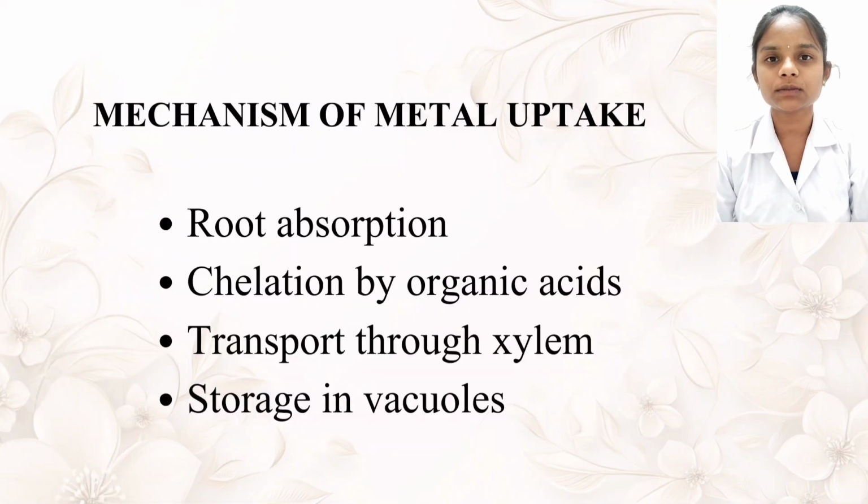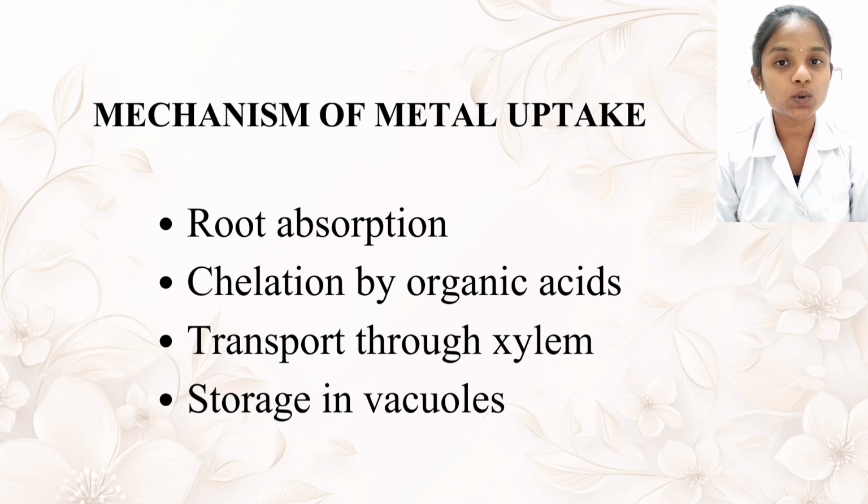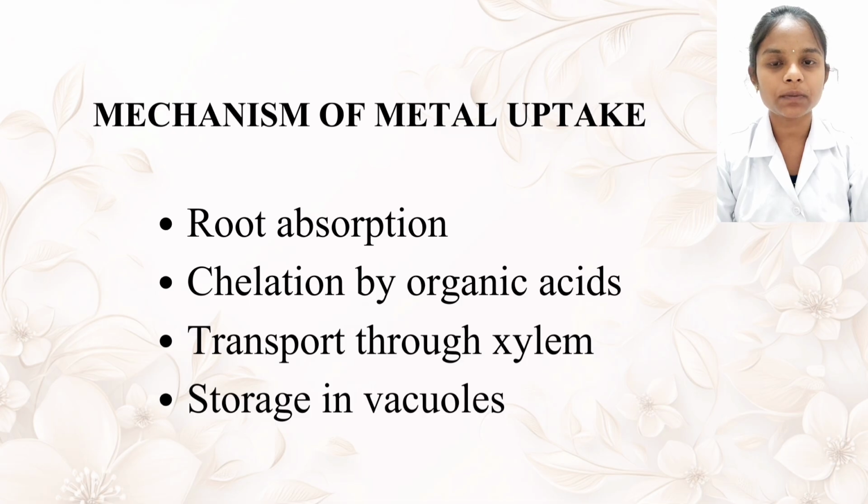Now let's see about mechanisms of metal uptake. The mechanisms of metal uptake in phytoremediation begin with root absorption, where plant roots absorb heavy metals from contaminated soil through active and passive transport systems. After absorption, the metals are chelated by organic acids and other compounds inside the plant cells. This chelation process reduces toxicity and helps in safe movement within the plant. The metal chelate complexes are then transported from roots to shoots through the xylem tissue. Finally, the metals are stored safely in vacuoles of plant cells.